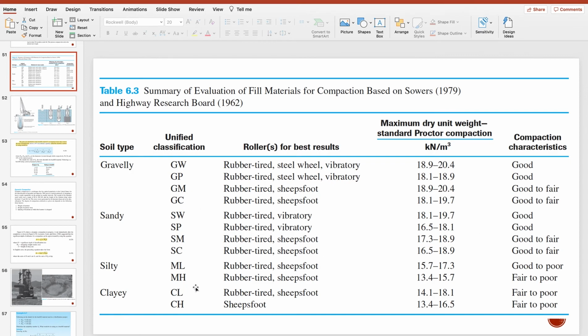But for clayey, CL, rubber tired, sheep's foot, medyo fair to poor na ang ating kinakalabasan na unit weight. Take note ha, unit weight ito. The higher the value, the better. Kasi mas compacted siya, mas mataas yung kanyang shear strength. The lower, hindi ganun kaganda kasi it is not well compacted and mababa yung kanyang shear strength or yung kanyang dry unit weight. So, mas mababa yung capacity na pwedeng i-carry ng ating soil.